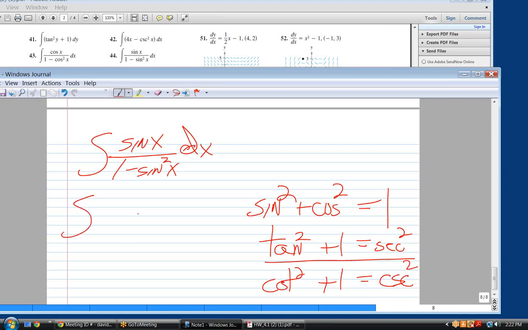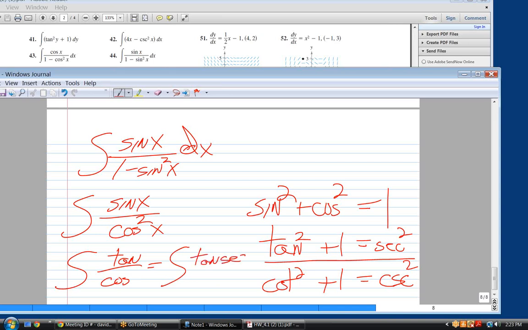So for this one, it's sine x over cosine squared x. And then sine over cosine is tangent, so we'd have tangent over cosine x. And then we could move the cosine up into secant, so we have tangent secant, and get the answer to the question as secant x, right?